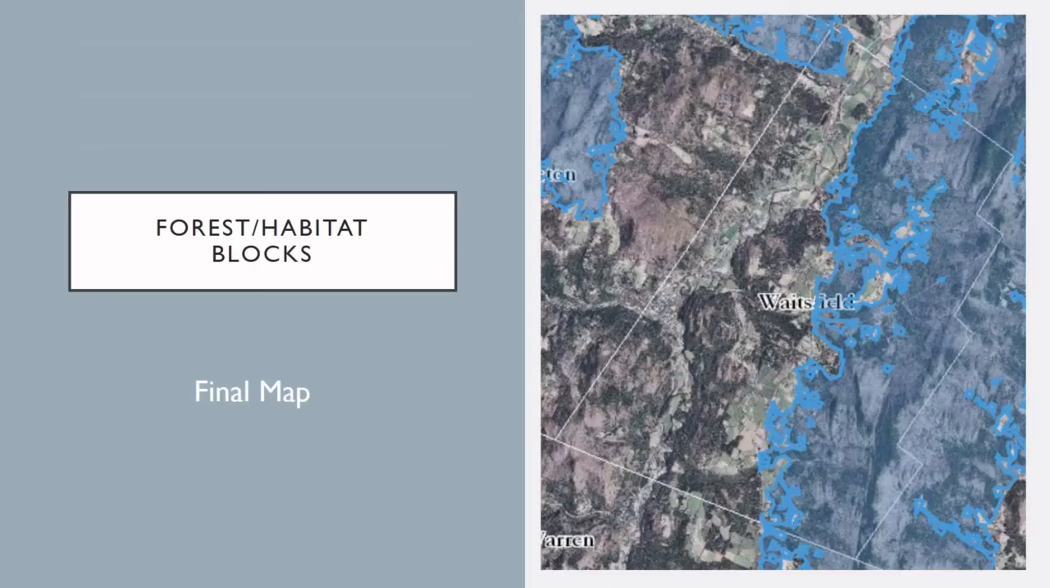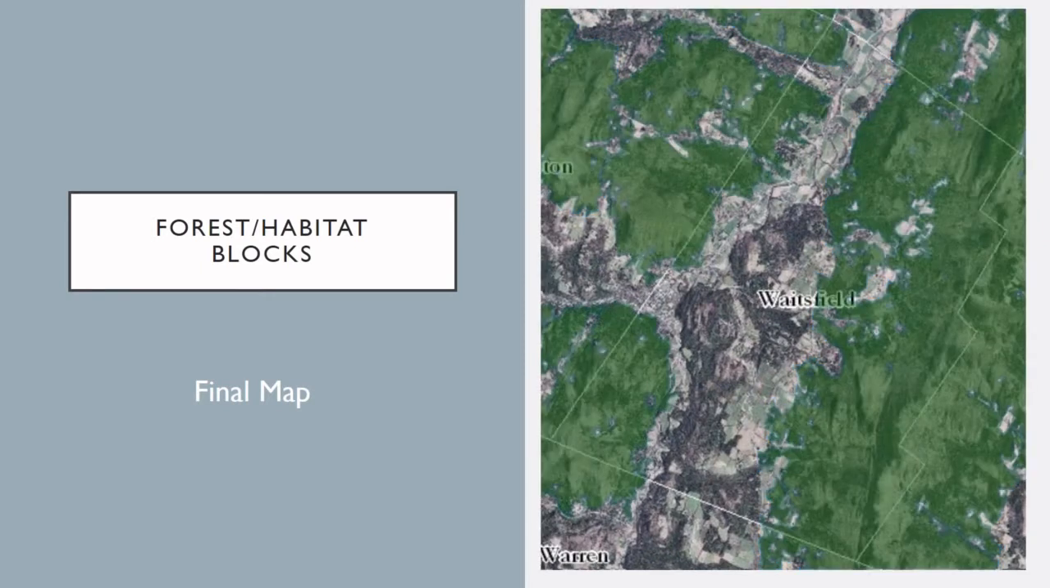But in the end, what you're going to want to come up with is a map of what you at the town level decide to include as the most important forest or habitat blocks in your area. Waitsfield might decide something like this and just take those highest priority forest blocks, or they might include those other ones, those priority ones as well. That's a choice that the town will need to wrestle with.